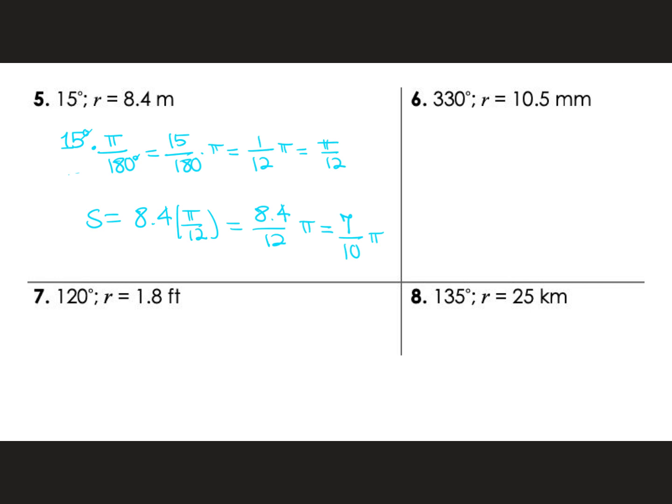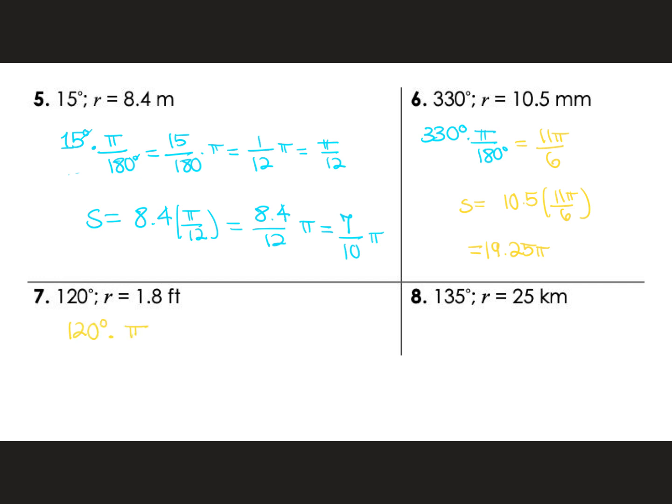All right, 330 degrees. We convert that to radians again, so we multiply it by pi over 180 degrees. We're then going to have 11 pi over 6. Then we can figure out our arc length. S is 10.5 times 11 pi over 6, so I'm going to have 19.25 pi.